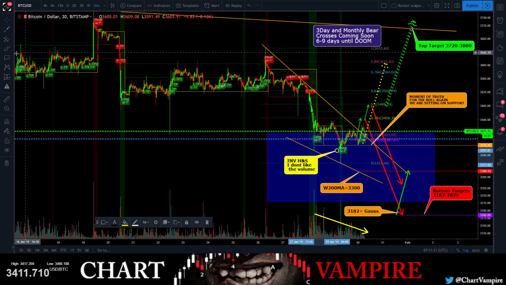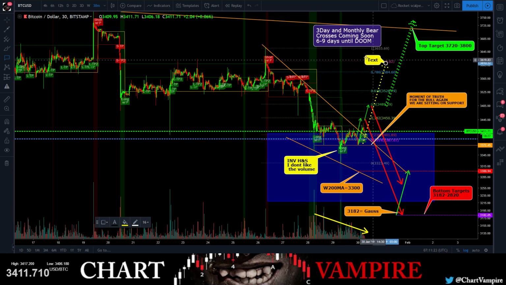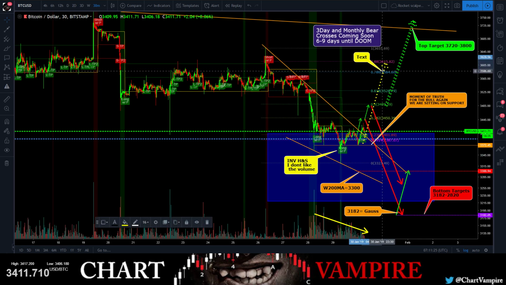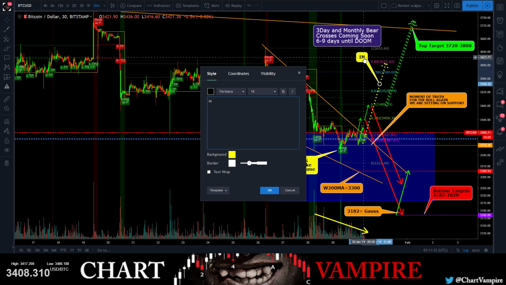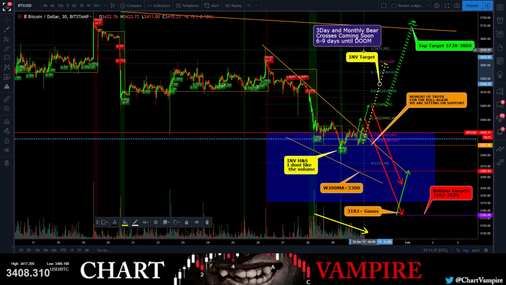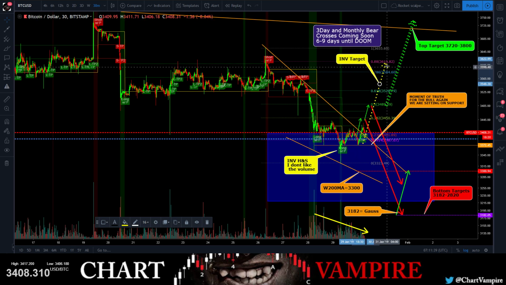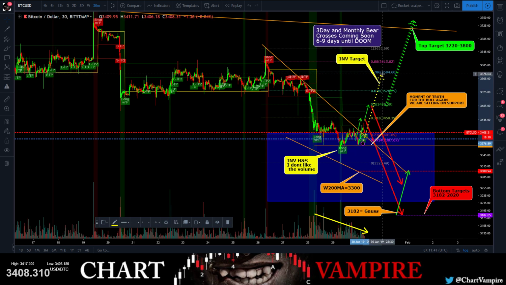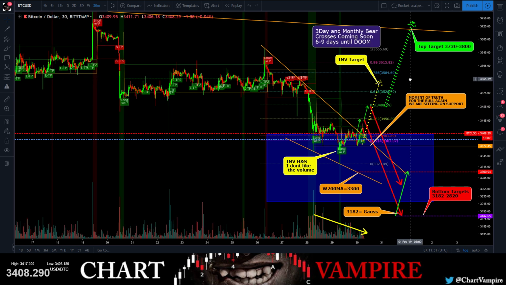Okay. And then I can put up there INV target. So the INV target is going to be, I would say, right up in here. So there'd be your INV target. If we are to run this baby up into here, I'd say something just like that. All right. Maybe get a nice wick up.